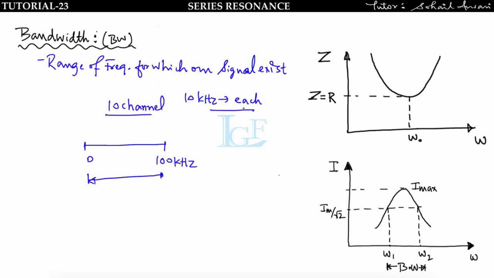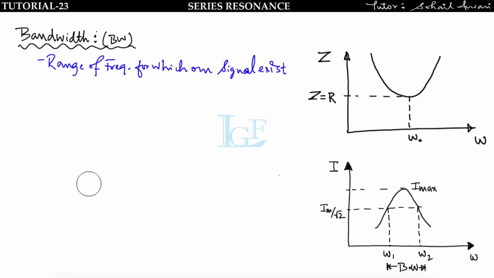Suppose I have given 100 kilohertz to one channel, it means in between 0 to 100 kilohertz we have only one channel present. So the bandwidth will be 100 kilohertz, which is more than the previous one. That's why we want the bandwidth of the signal to be as small as possible, so that more channels can be generated in less frequency. So how do we limit bandwidth? What are the criteria for limiting the bandwidth so that more channels can be generated in less frequency range?